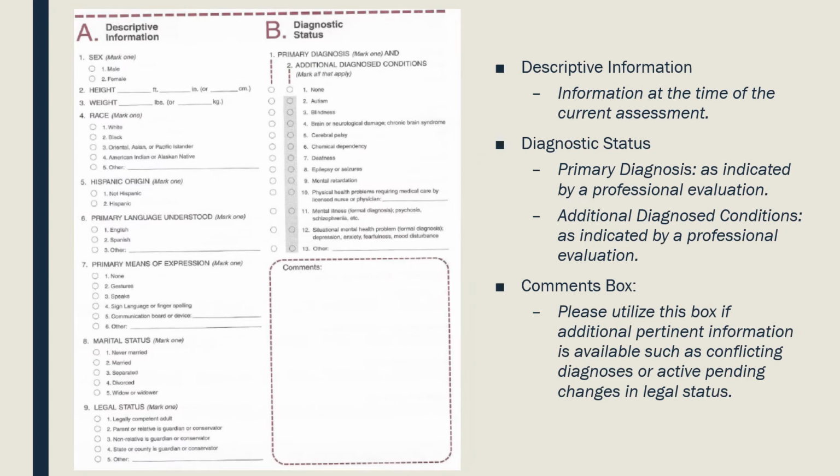This will be the next page in the ICAP booklet. This is where the support coordinator will fill out the descriptive information, so information that is current at the time of the assessment, the diagnostic status, which will include primary diagnosis as indicated by a professional evaluation, and any additional diagnosed conditions as indicated by a professional evaluation. There's also a comments box. We ask that you utilize this box if any additional pertinent information is available, such as conflicting diagnoses or active pending changes in legal status.